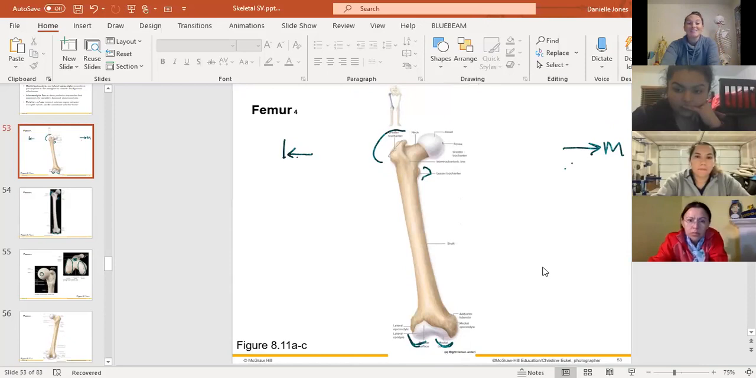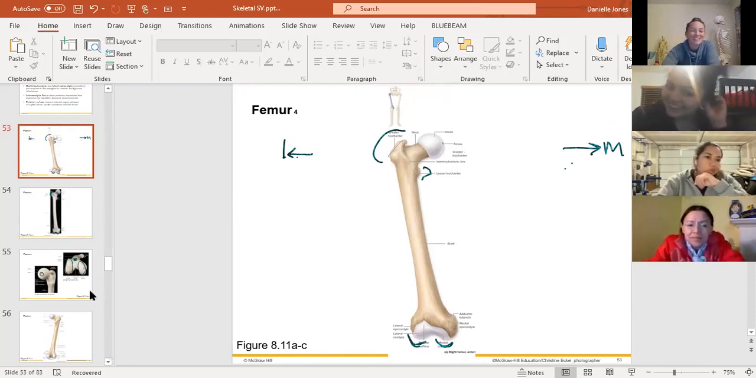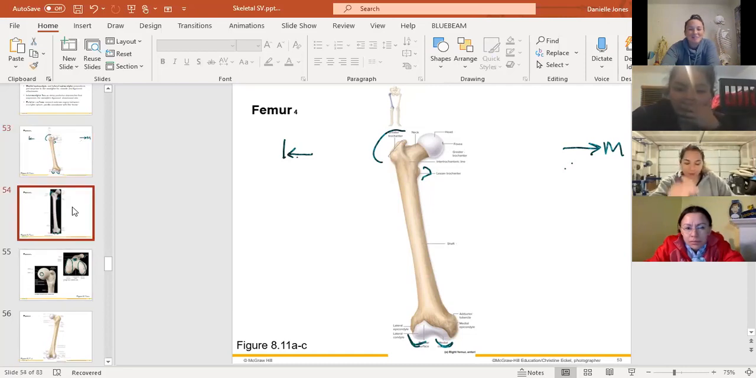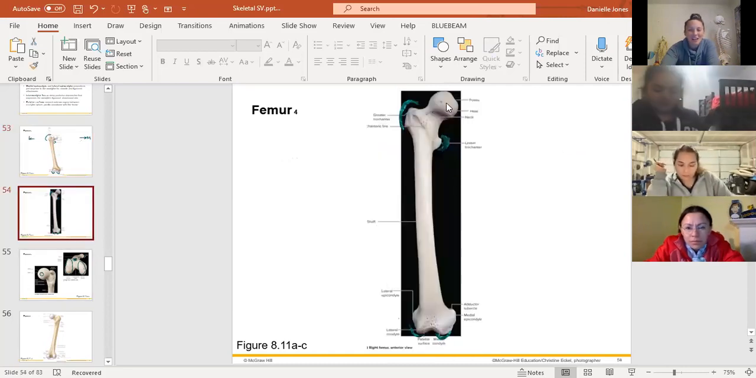Right. Yeah, I was just quizzing you, trying to make you sweat a little bit. Yes, it's a right. There we go. Here we see another view. Don't fall in love with your bone. You want to make sure that you have the head, the neck, the fovea capitis right there in the middle, greater trochanter, lesser trochanter, medial condyle, lateral condyle, and patellar surface right there.